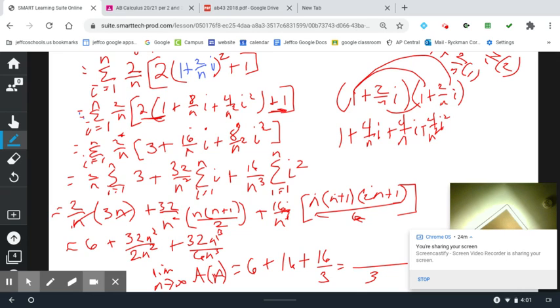So what is that? 18 plus 48, 66. I'm getting 82 thirds, I believe. I'm going to check that again. 6 times 3 is 18 over 3. 16 is 48 over 3. 18 and 48 is 66. 66 plus 16 is 82 over 3. There you go. All right, I believe that is it.